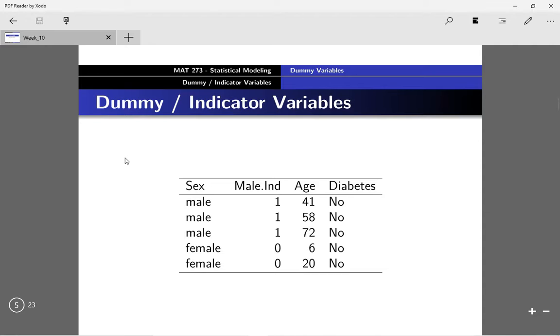Okay, so this is actually how it looks sort of underneath the hood. But R just does all this automatically for us as it fits, say, a logistic model or even a multiple linear regression model where we have a categorical predictor.